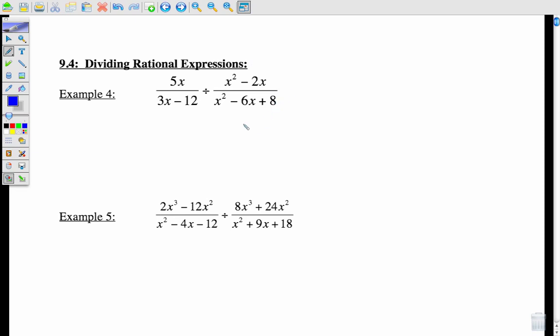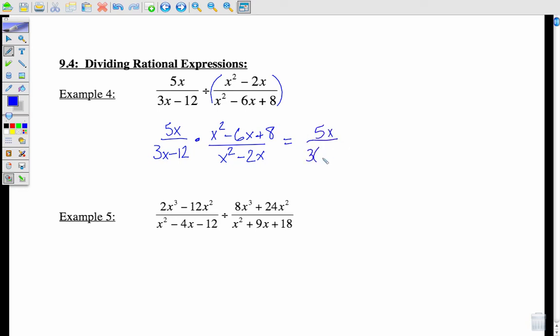All right, flipping it over, let's take a look at division. Division is going to be the exact same thing as multiplication. The only thing I do different is instead of dividing, I'm going to multiply by the reciprocal. That means I'm going to take this one right here, and I'm going to flip it. This back fraction, I'm going to flip it to be the reciprocal. So I end up with an x squared minus 6x plus 8 over x squared minus 2x.